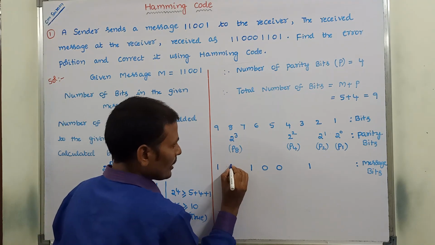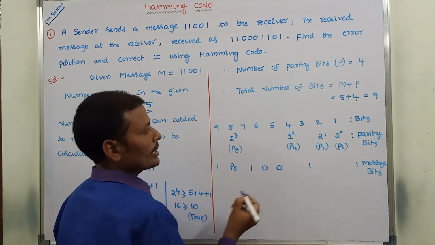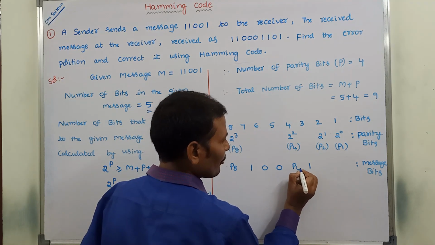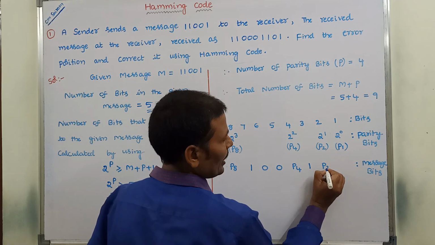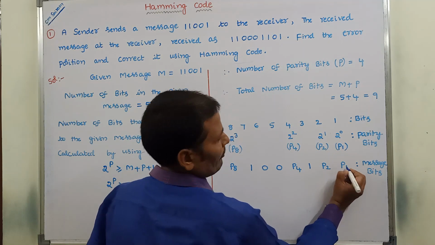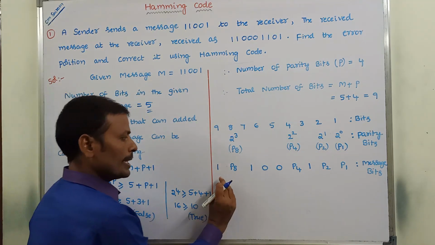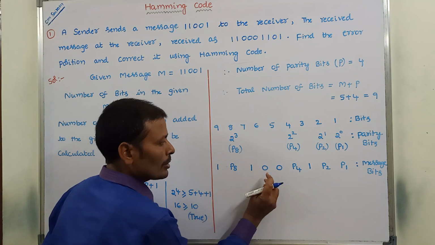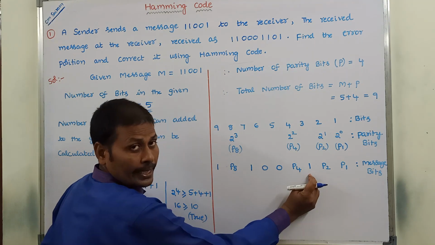So here, this is parity bit P8. Here, the parity bit P4. Here, the parity bit P2. Here, the parity bit P1. Okay. So, this is the given message, 11001.